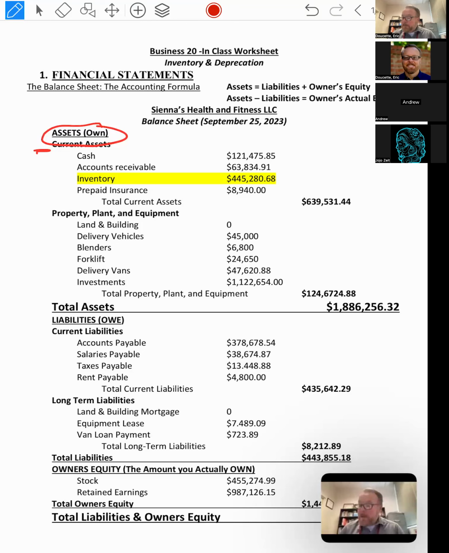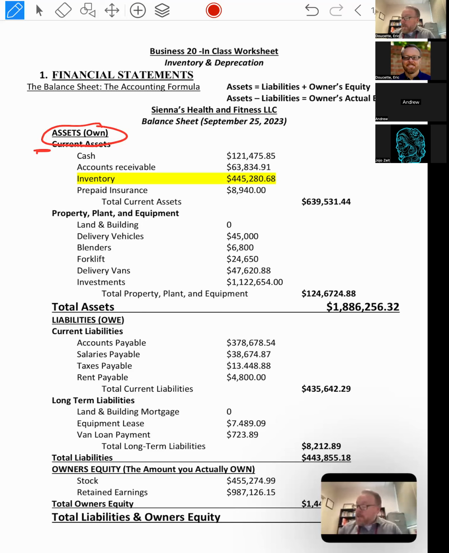They're more liquid. And then you have your plant, property, and equipment. These are more difficult to get rid of and turn into cash. But in this case, this particular company has zero land and buildings. This is Sienna's Health and Fitness. They haven't bought a building yet. They're leasing. They have delivery vehicles. They have blenders. They have forklifts. They have delivery vans. They have investments that they're putting into to buy the land they want to buy, etc.